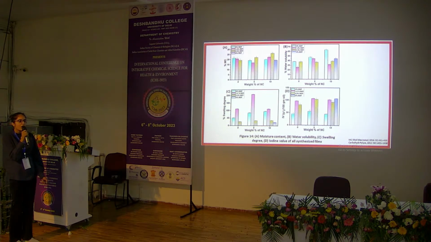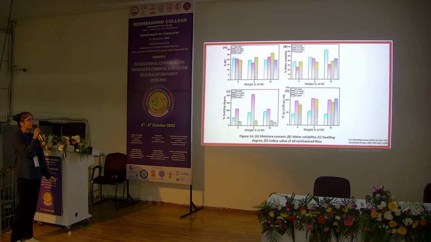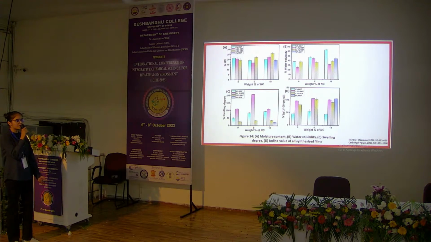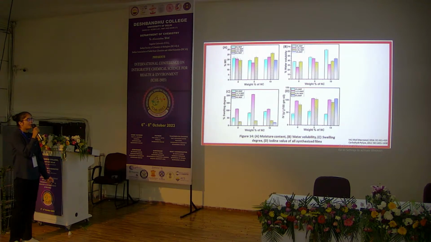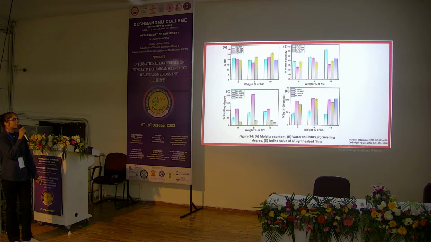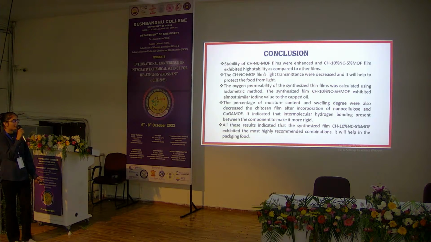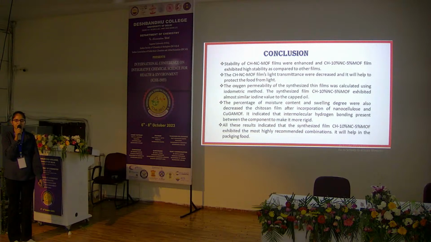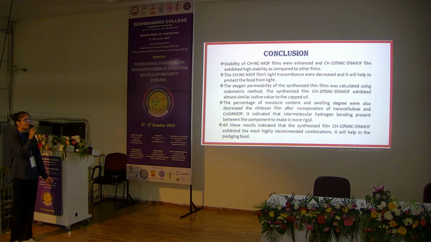Chitosan-based film. Last minute, though, it has a high oxygen barrier property because the iodine value is similar to the marketed oil. That's why we can say that the film has high oxygen barrier properties. So after incorporation of the nanocellulose and metal organic framework, all properties will be enhanced, and that's why we can say it will help in food packaging material.